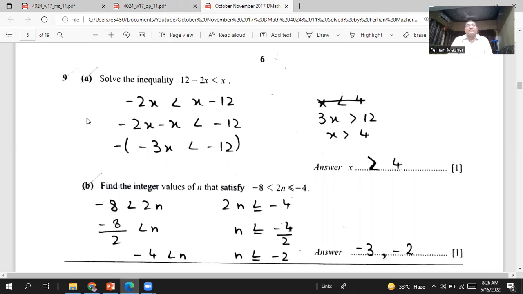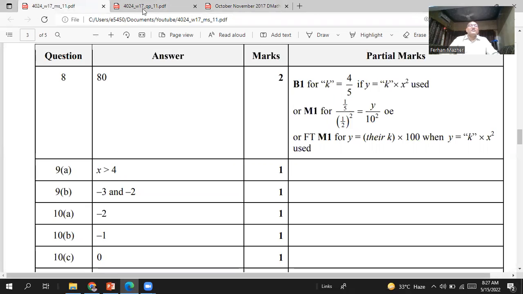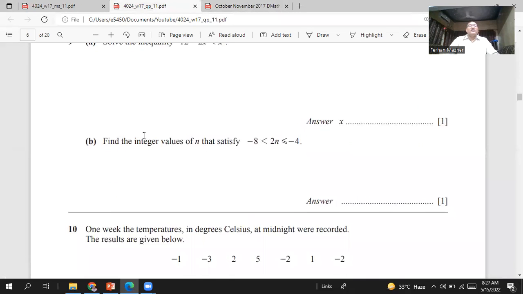So cancel the negative from both sides. When you cancel, the sign of the inequality will change. Whenever you divide both sides by a negative number, the inequality will change. So you will have x greater than 4 when you take 3 to the other side. So x is greater than 4. Let's check: x is greater than 4 is the right answer, sir. Okay, so the B part.